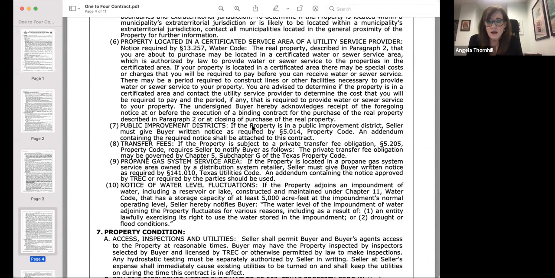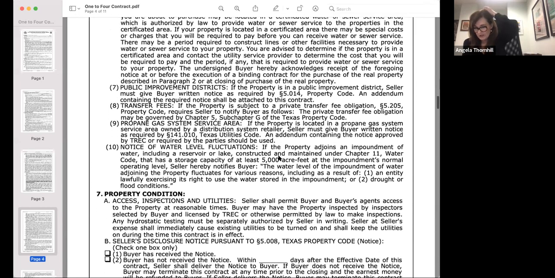Going on to number 6 on page 4, utility service provider, and then 7 is a PID, a public improvement district. We do see this quite a bit, both in town and in the burbs, even down to parts of downtown Dallas and Uptown are in a public improvement district. And there is a form that goes along with that.